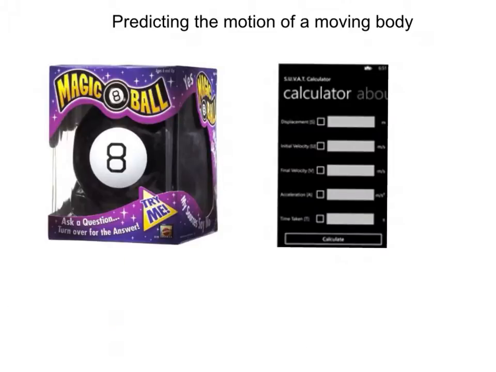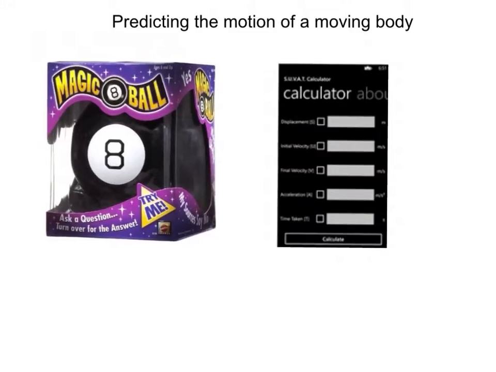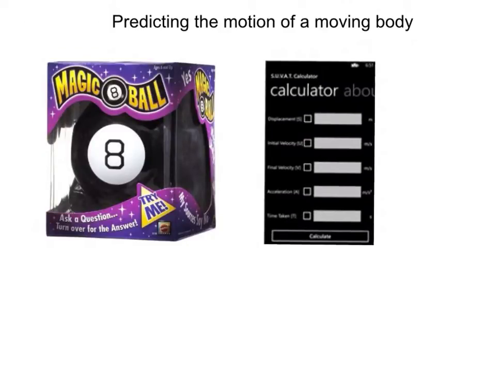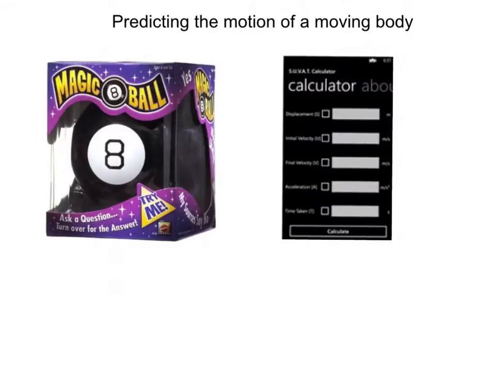To answer these questions, we could either ask the Magic 8 Ball, probably more reliable is to download the suvat calculator onto your phone and fill in the information that it's requiring, which is the displacement, the initial velocity, the final velocity, the acceleration and the time. Whichever ones you know, press calculate and it will tell you the one you don't know. But given that you can't take this in the exam, probably best I tell you the equations.